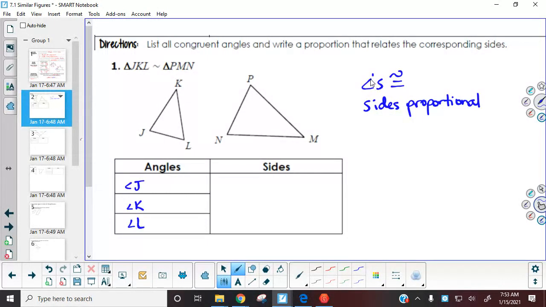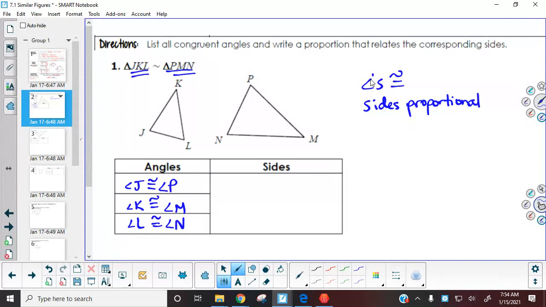And guys, here's the thing. I am using these names 100%. I'm not even using the pictures, I'm kind of ignoring those pictures. I'm just using the name. So angle J is going to match with angle P. Angle K is matching with angle M. And angle L is matching with angle N.